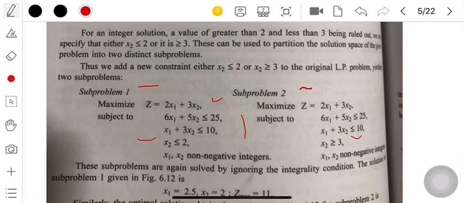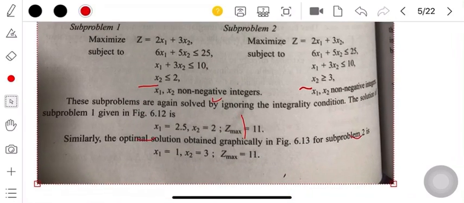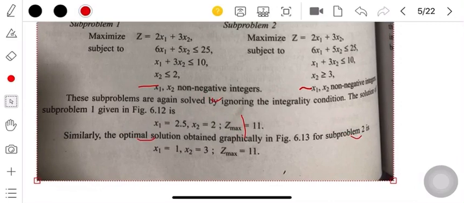So what we do next, we try to find the solution using graphical method. Now we have 3 constraints. For subproblem 1 we get the value of x1 as 2.5 and the value of x2 as 2, and z max is 11. Here you can see the value of the objective function has reduced to 11.